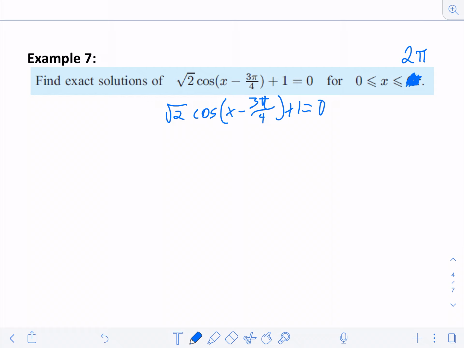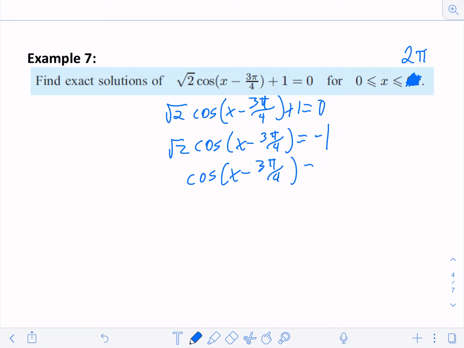Well, let's start by subtracting the 1 over. So radical 2 cosine of x minus 3 pi over 4 equals negative 1, right? And then I've got my radical 2. Let's divide both sides by radical 2. So cosine of x minus 3 pi over 4 is equal to negative 1 over radical 2, right? So that's what I have so far. Negative 1 over radical 2 is also the same as negative radical 2 over 2, if you use either one of those. So where on my unit circle do I have those values?